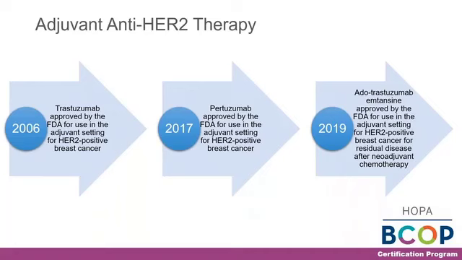ado-trastuzumab emtansine. So this timeline here is just a visual to show you where we were and where we've come to now. Trastuzumab was approved by the FDA for use in the adjuvant setting for HER2 positive breast cancer in 2006. And then years later, in 2017, pertuzumab was approved by the FDA in the adjuvant setting for HER2 positive breast cancer. And then in 2019, ado-trastuzumab emtansine was approved by the FDA for use in the adjuvant setting for HER2 positive breast cancer for residual disease after neoadjuvant chemotherapy.